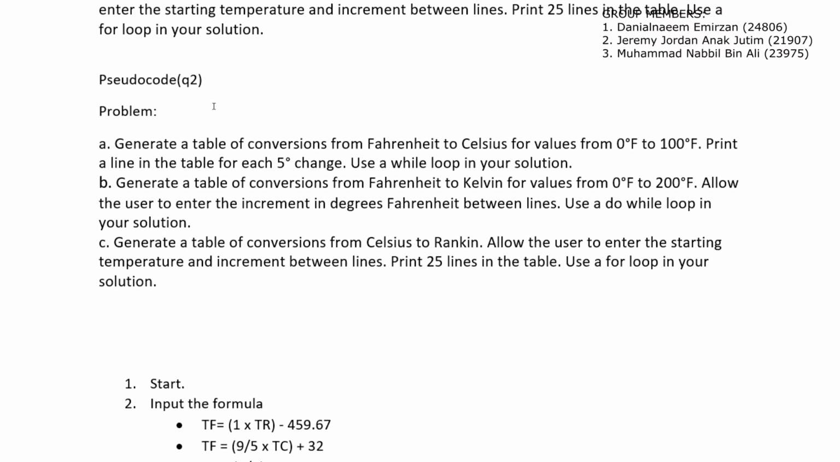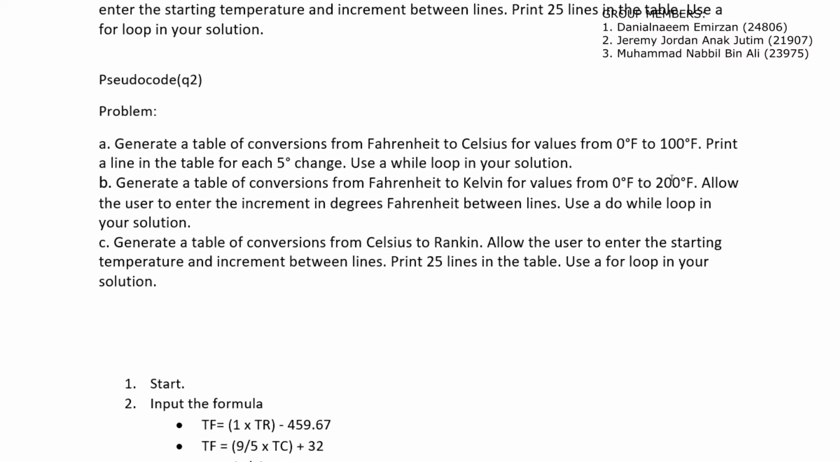So the problem with this question is you need to generate a table of conversion from Fahrenheit to Celsius for values from 0 degrees Fahrenheit to 100 degrees Fahrenheit. Then you need to print the table for each 5 degree change. For the second question, you need to generate a table of conversion from Fahrenheit to Kelvin for values from 0 degrees Fahrenheit to 200 degrees Fahrenheit.